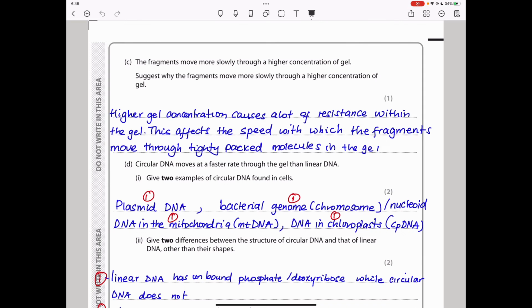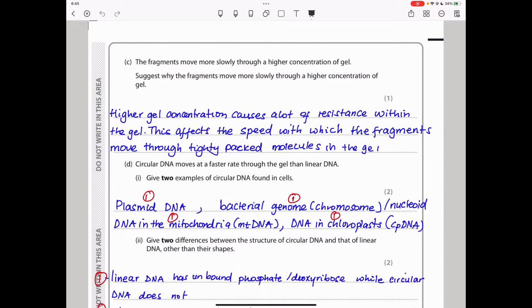Here they say the fragments move more slowly through a higher concentration of gel. Suggest why the fragments move more slowly through a higher concentration of gel. Now, the higher concentration of the gel is going to give resistance to the moving parts, or the gel is going to have a higher resistance.